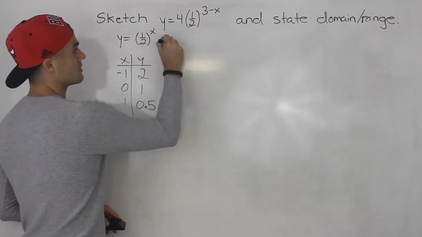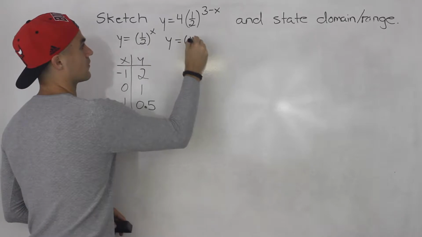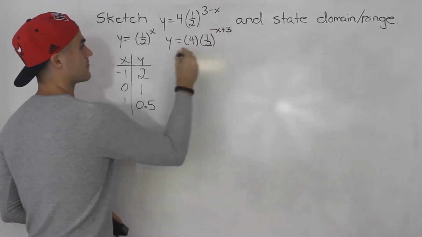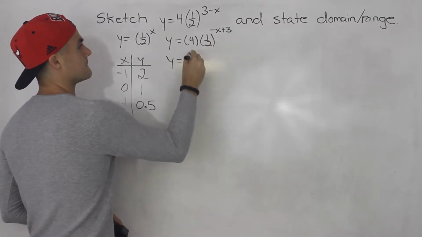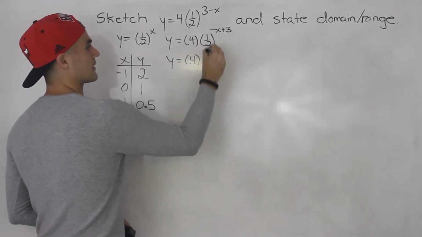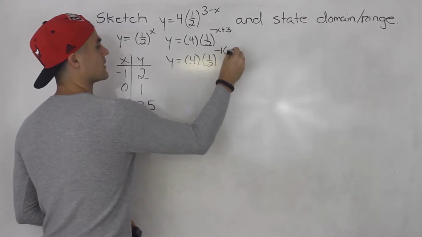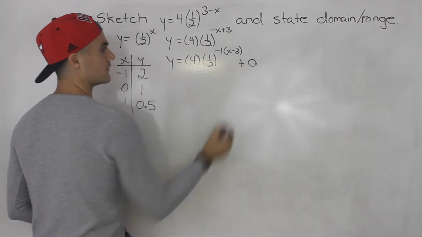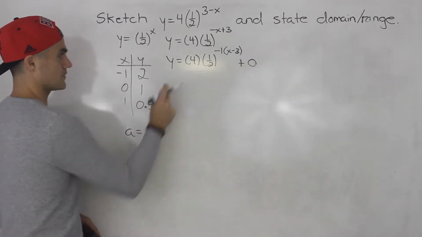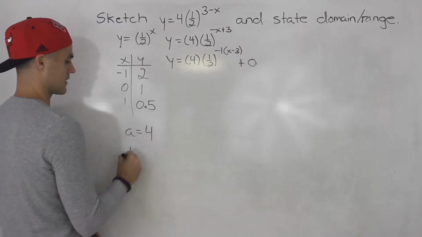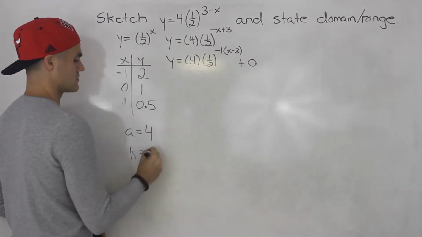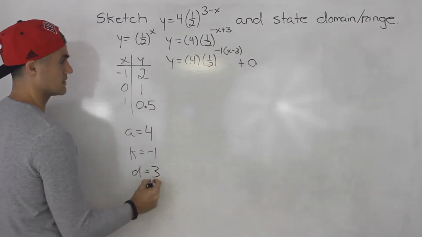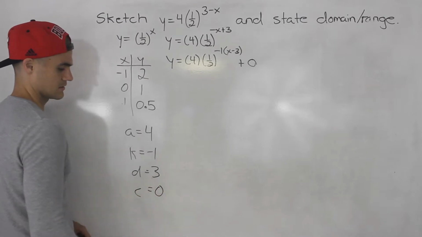So from here, let's rearrange this. We've got to put -x plus 3. And then let's factor out that -1. So we'd have x minus 3. And then the c value is 0, right? There's like a plus 0 there. So the a value is 4. The k value is -1. The d value is positive 3, right? Always the opposite sign. And the c value is 0.